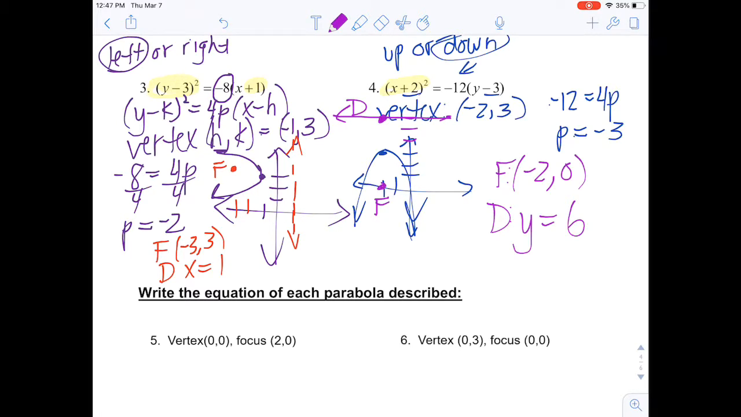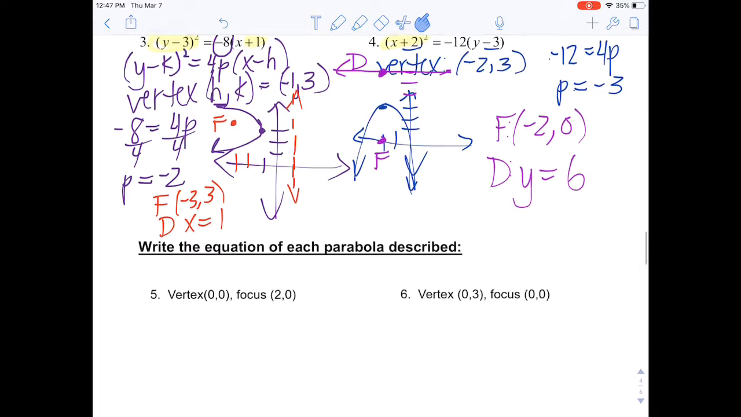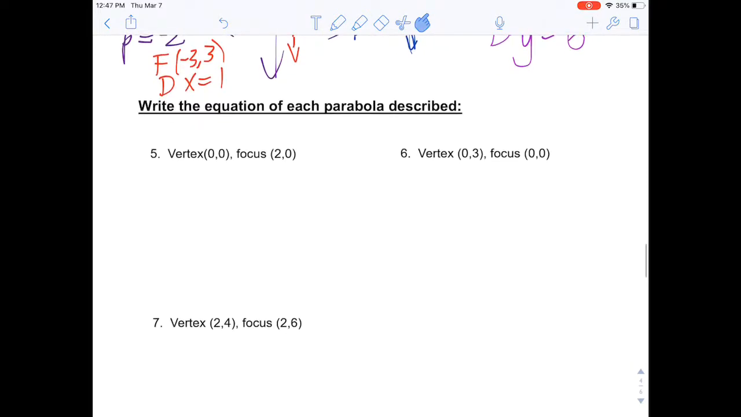Okay, so now we're going to go backwards. It says write the equation of each parabola described. So our vertex is 0, 0. I would definitely do a sketch here. Put in a little point at 0, 0. Our focus is 2, 0. So I'm going to go 1, 2, and here's where my focus should be.